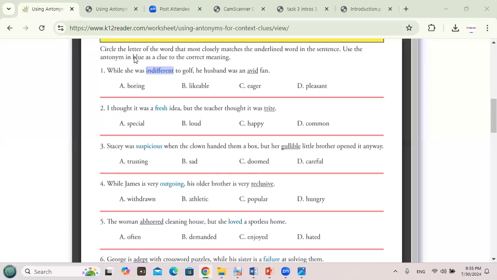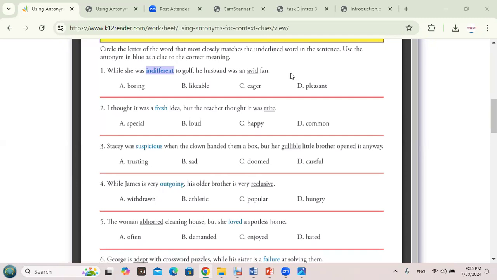Indifferent means careless, or a person who doesn't care. If I said my son is so indifferent, it means he doesn't care. Neutral is kind of more positive than indifferent. Indifferent, mostly speaking, is negative. It means nothing makes a difference to this person.